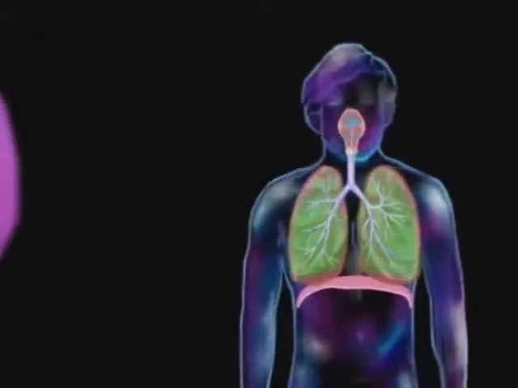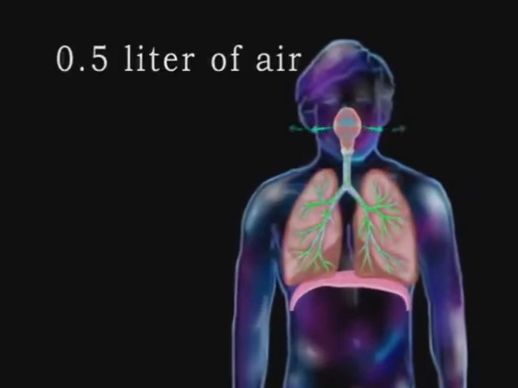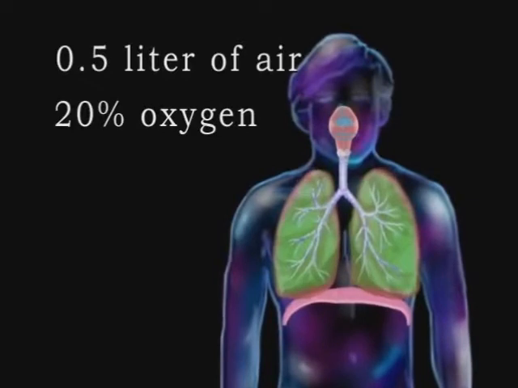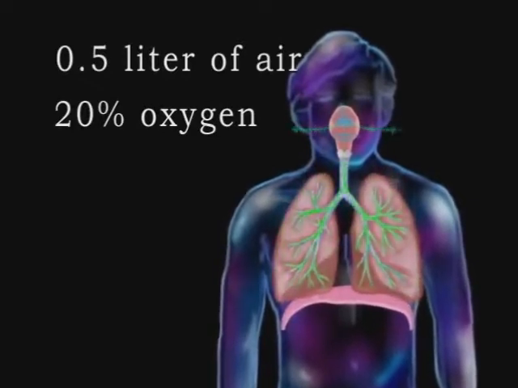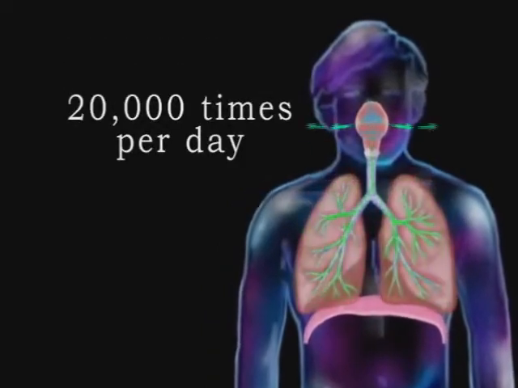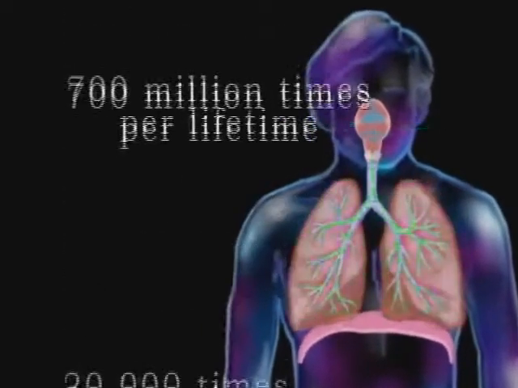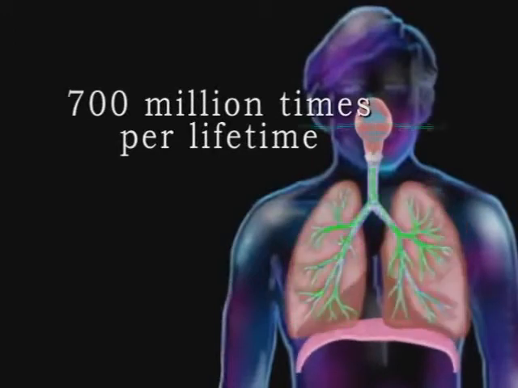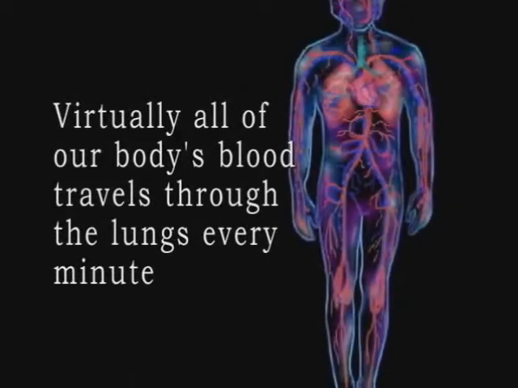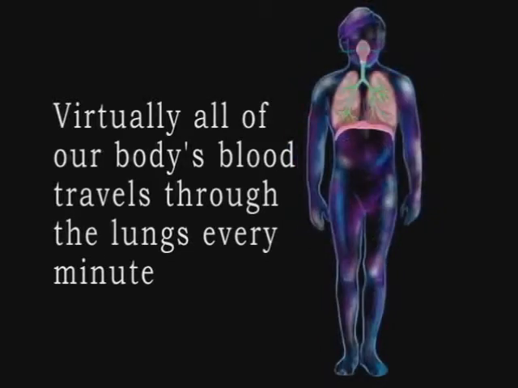A normal adult inhales about 1/2 liter of air in one breath while at rest, approximately 20% of which is oxygen. This is repeated roughly 20,000 times a day, 700 million times over an average lifetime. Virtually all of our body's blood travels through the lungs every minute.